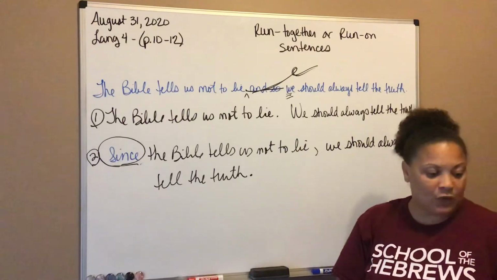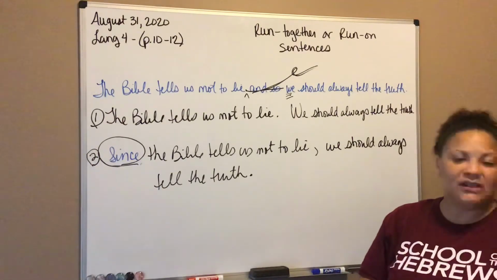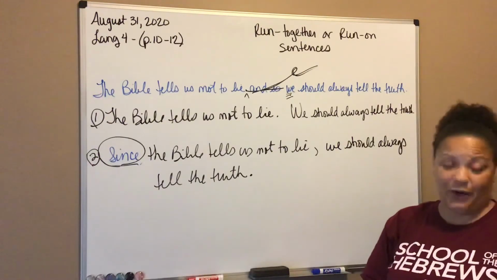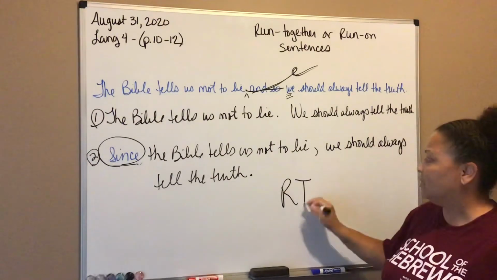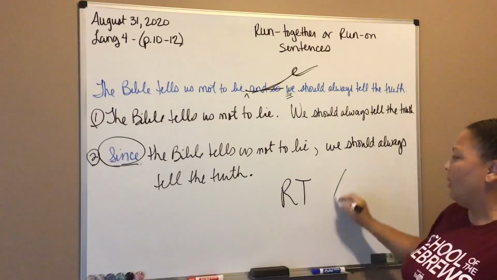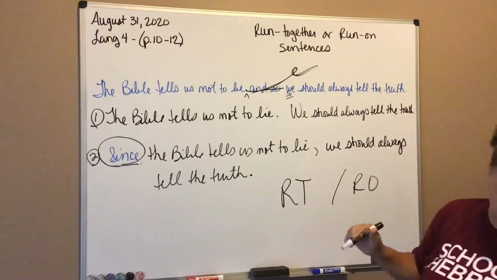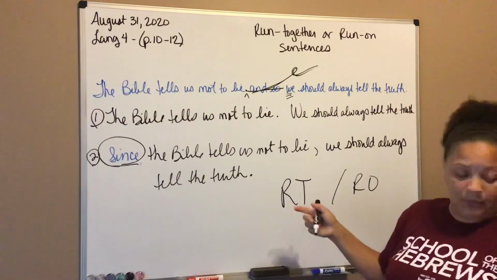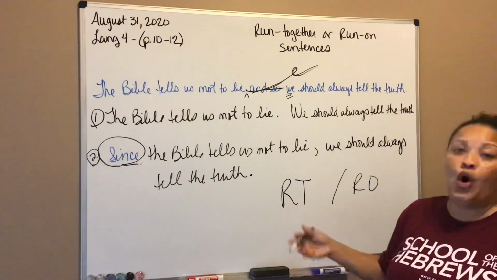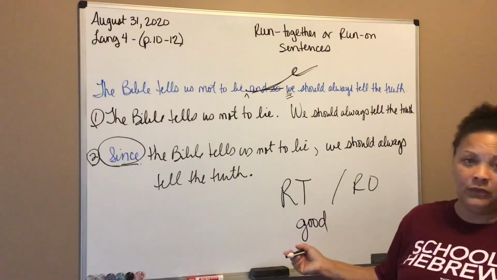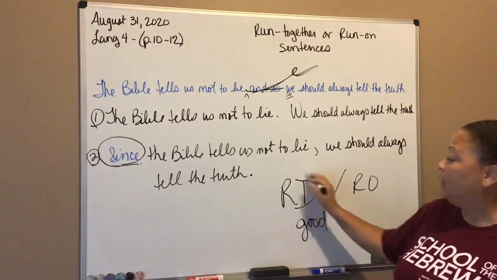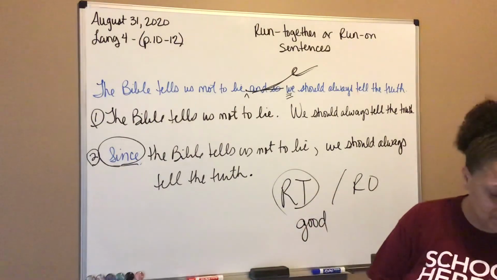All right, so for page 12, you're basically going to read the sentences that are there, and you'll let me know if it's a run together, RT is what they call it, run together. I also call it run on, RO. But either way, if it's a run together sentence, or if it's a good sentence. If it's a good sentence, just write the word good in the blank. If it's not a good sentence, put RT because it's a run together sentence.